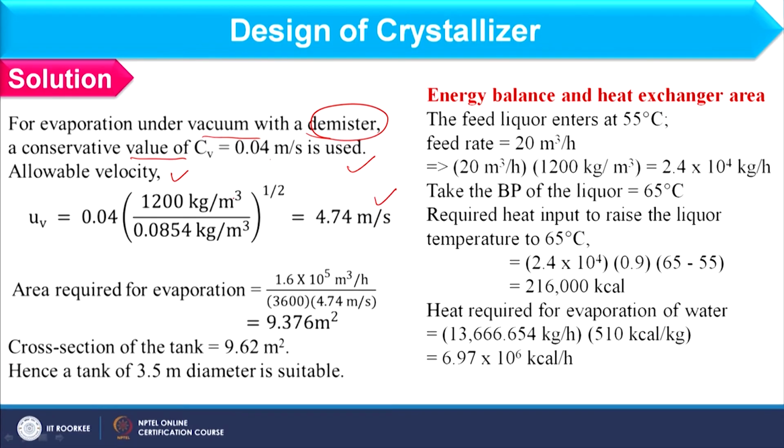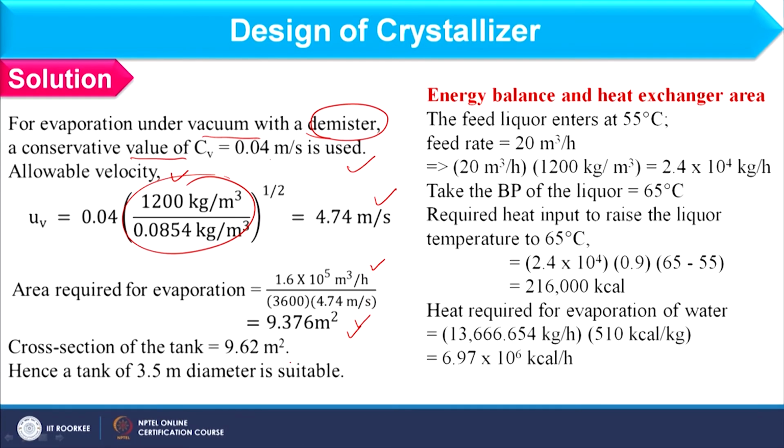Okay. Other parameters are given to you. So, you can calculate this vapor velocity, and once I have this, we can divide the volumetric flow by the vapor velocity, and we can find the total cross sectional area of the evaporation section, and that is the section in the crystallizer also. So, that comes out as 9.376 meter square.